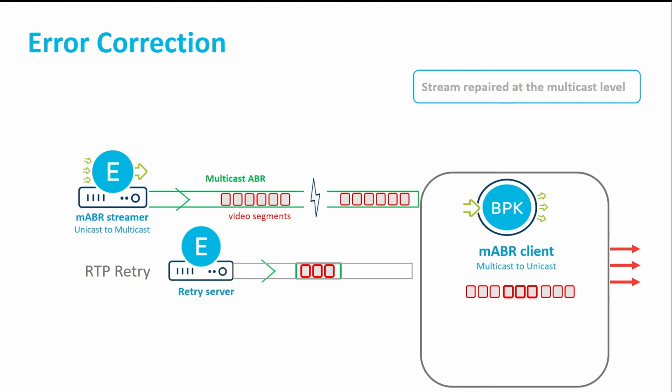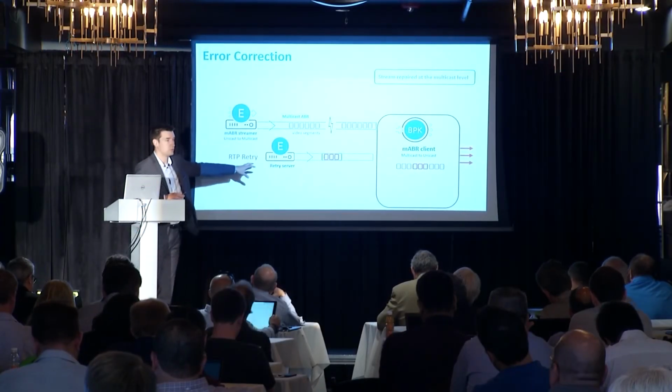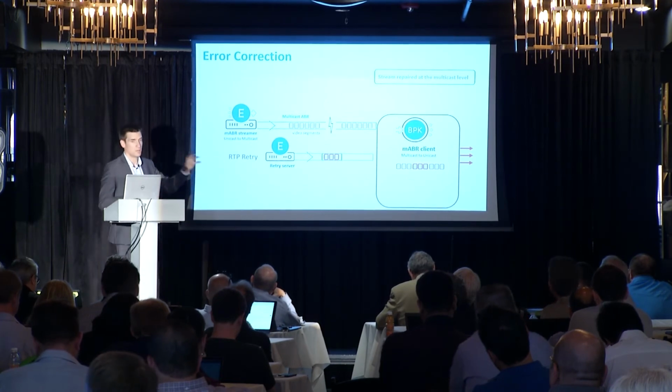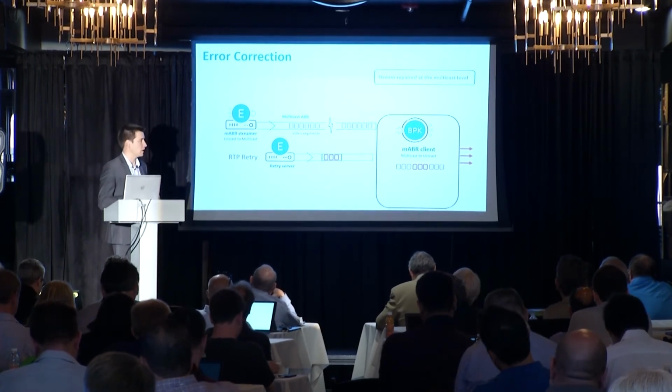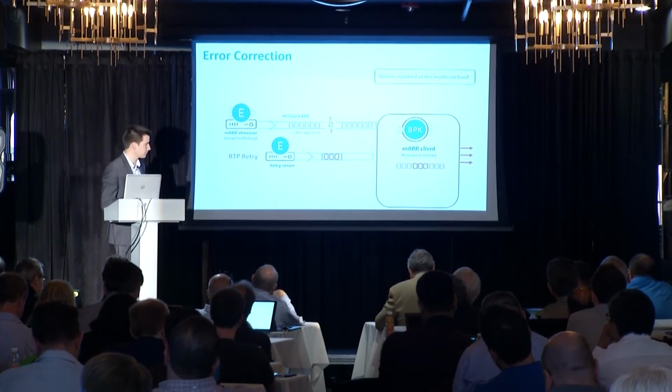The second one is using RTP retry. It means that we have to have RTP on the multicast, but we can use RTP retry to resend the packets that were lost in the network. And in that workflow, the mABR client will request all the missing packets from the retry server. The retry server sends back the packets to the client, and the client will be able to rebuild the chunk to send it to the player then.